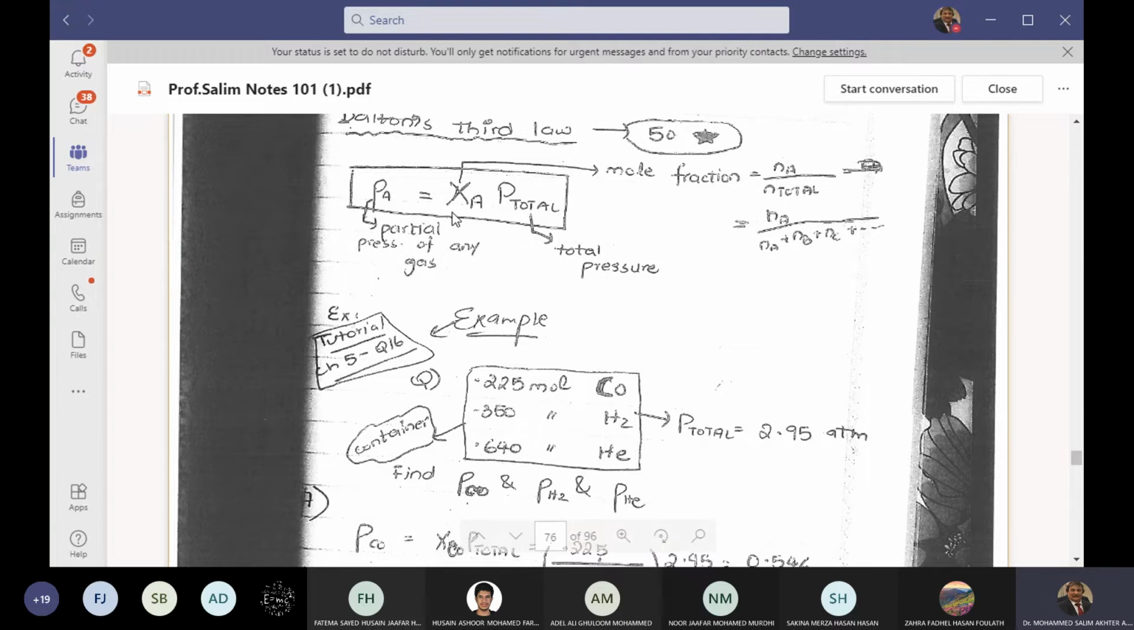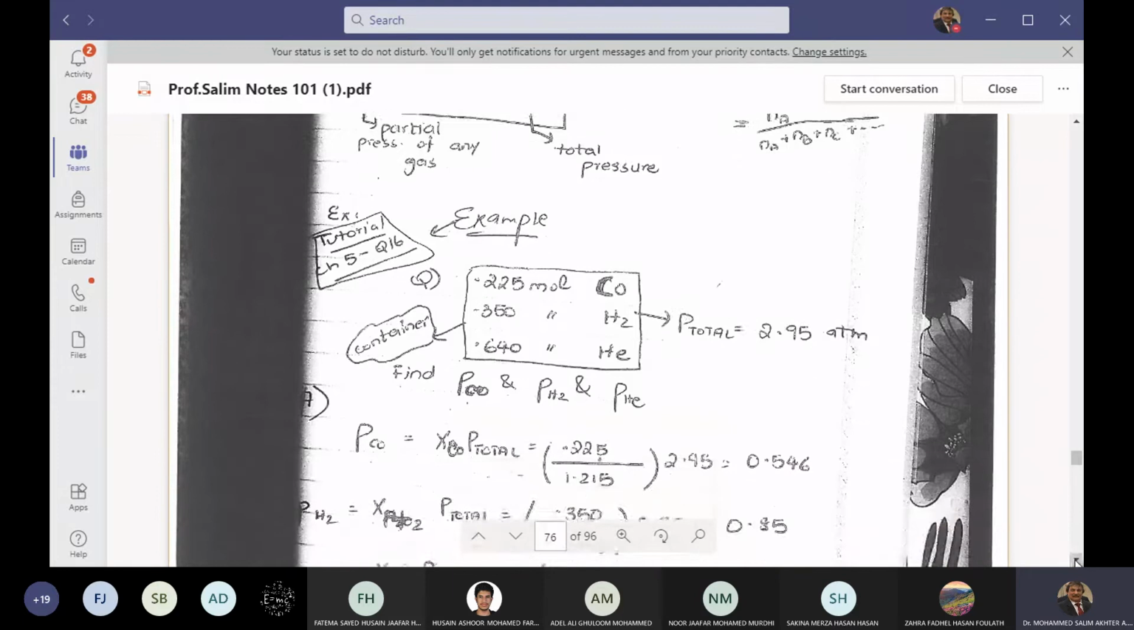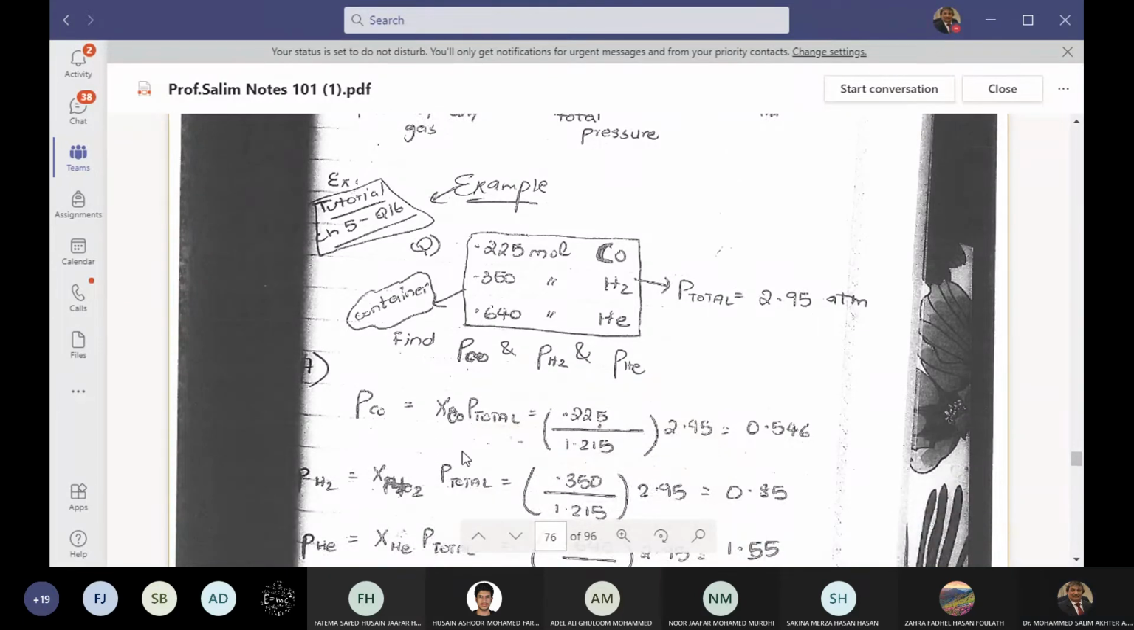And what is X, the mole fraction? How do you calculate mole fraction? Na over N total. What do you mean by N total? Na plus Nb plus Nc. No problem. So can I find the partial pressure of CO gas? XCO multiplied by P total.